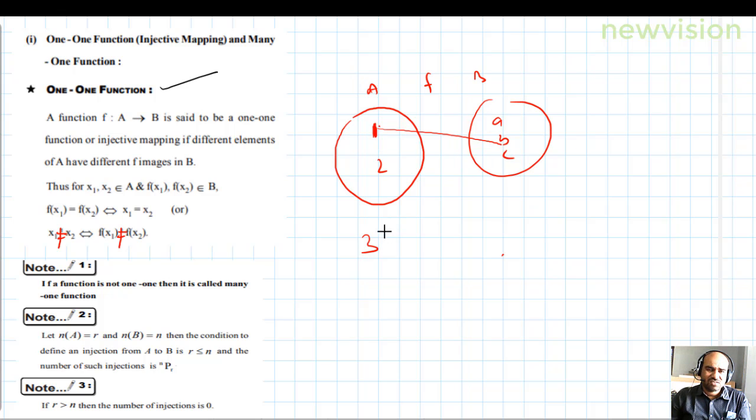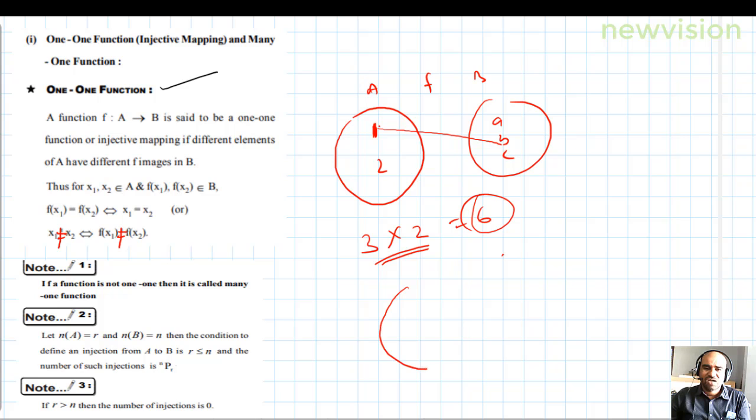1 has 3 chances, 2 has 2 chances. From the product rule, the total number of ways you can pair 1 and 2 with A, B, C so that it is one-one means 3 into 2, 6. 6 different one-one functions exist from A to B. Practically also I got the same thing.